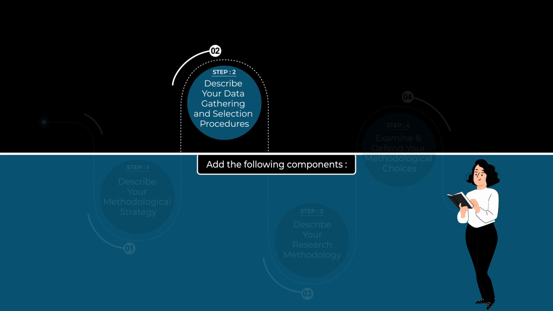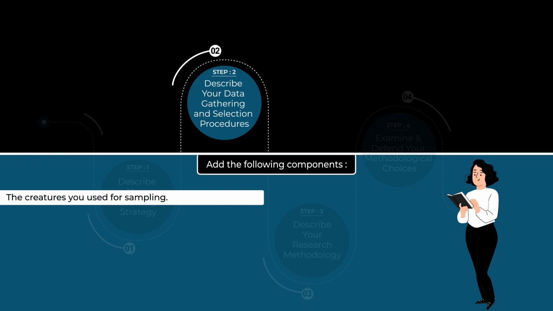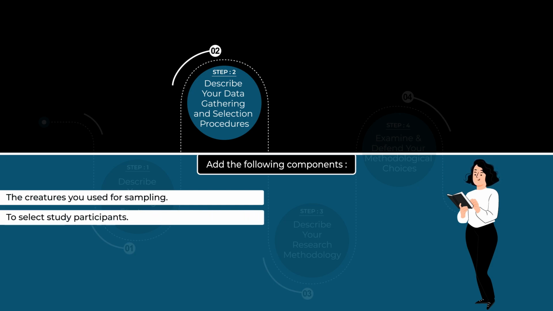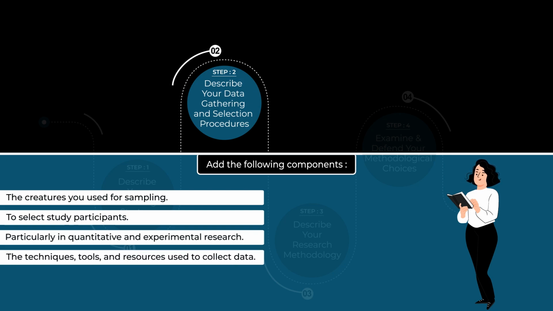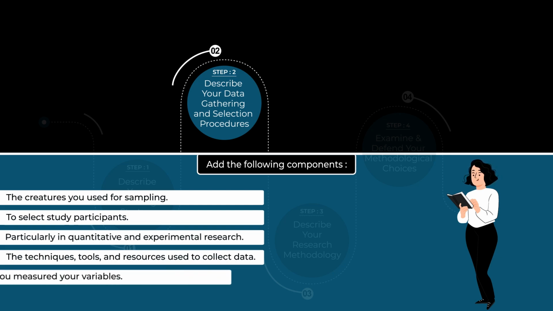After introducing your overall strategy, you can now go into full detail about your research techniques. Add the following components: the sampling methods you used to select study participants, particularly in quantitative and experimental research, the techniques, tools, and resources you used to collect data, and how you measured your variables. You should give enough detail so that another researcher can duplicate your work.